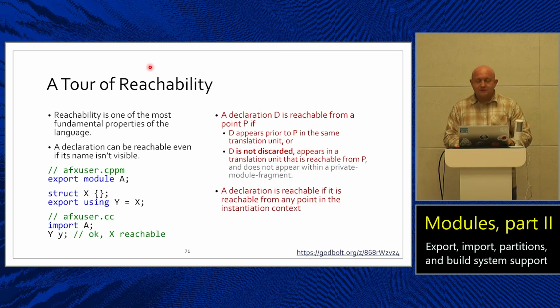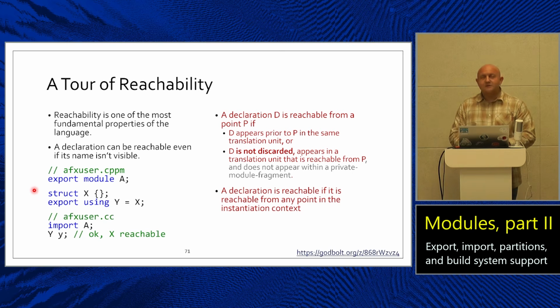However, notice something interesting here. When we write this declaration of type Y, which itself is an alias, it actually works, even though Y is just an alias for X and X itself isn't visible. And that's where reachability comes in, one of the most fundamental concepts in modern C++.